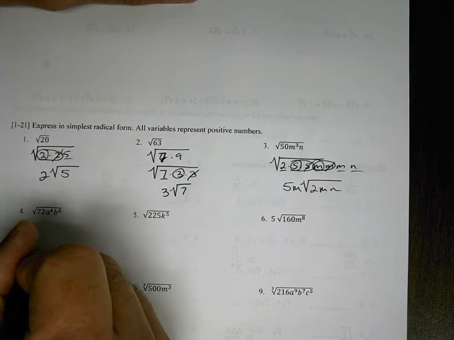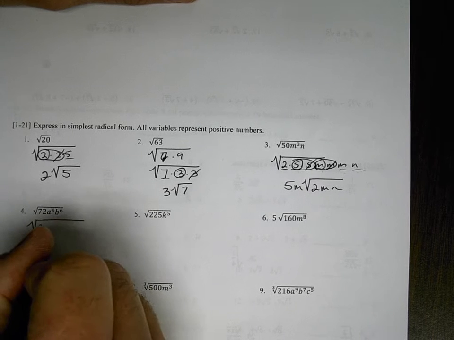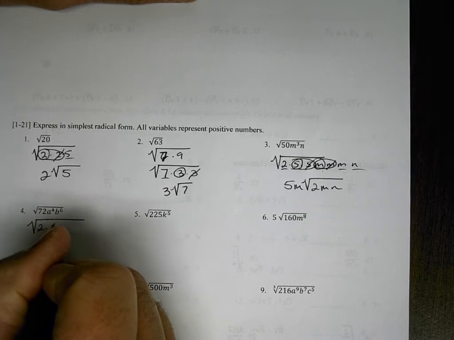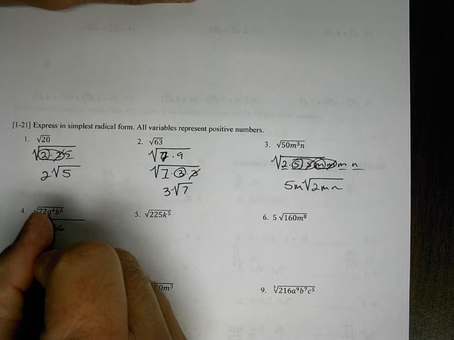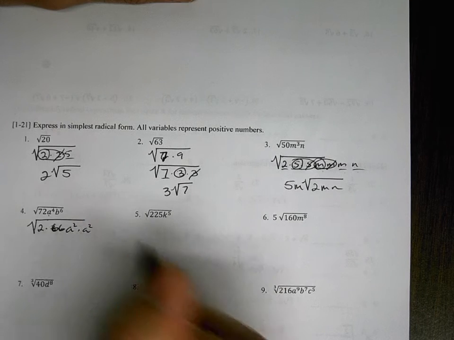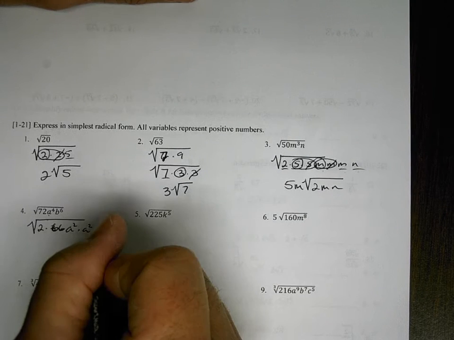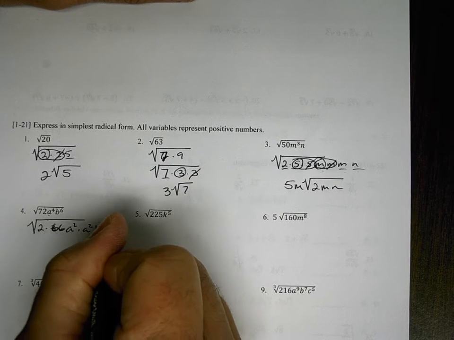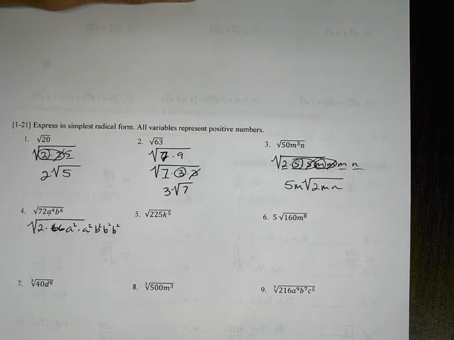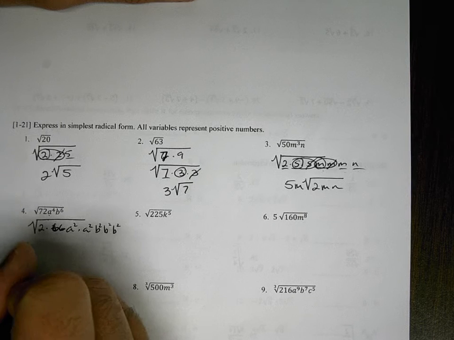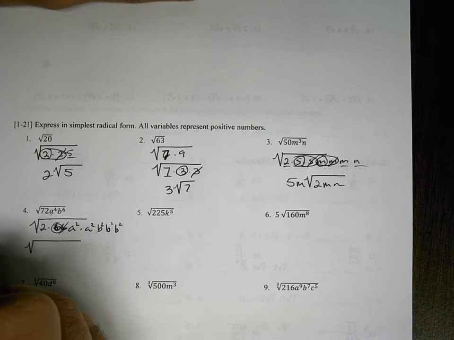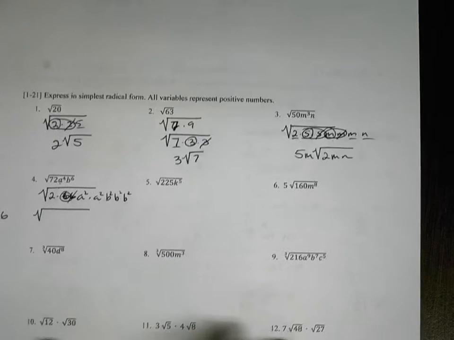Alright, the square root of 72. Well, 72 is 2 times 36. 36 is 6 times 6. And I'm going to break this up. Instead of a to the 4th, I'm going to say this is a squared times a squared. And b to the 6 is really b squared times b squared times b squared. Alright, so this becomes the square root of, well, a 6 gets out, a 6 gets killed. So we have a 6 on the outside.